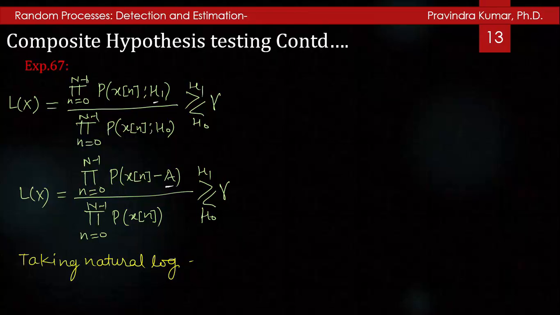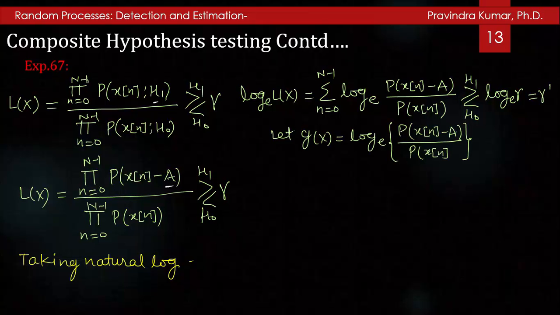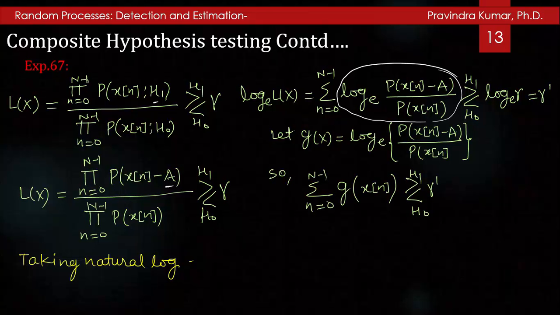So taking the natural log of this, you will get log e of lambda x is equal to summation n=0 to N minus 1 of log e P(x[n] minus A) by P(x[n]) greater than or less than log e gamma. So let here g(x) be equal to log e P(x minus A) upon P(x). If we consider this as g(x), you can write this expression as summation n=0 to N minus 1 g(x[n]) greater than or less than gamma dash.